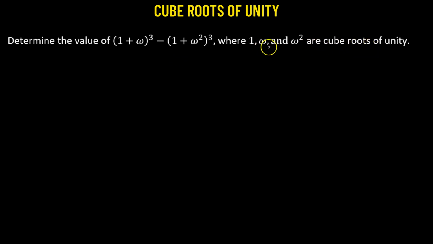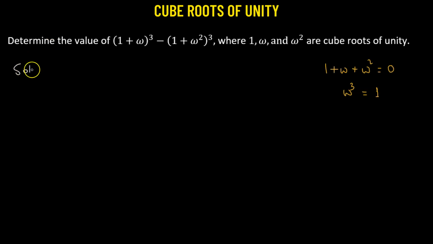Now since 1, ω and ω² are cube roots of unity, it immediately follows that the sum of the roots, 1 + ω + ω², will be equal to 0, and the product of the roots, which is ω³, will be equal to 1. We will use these two properties to find the value of the given expression.